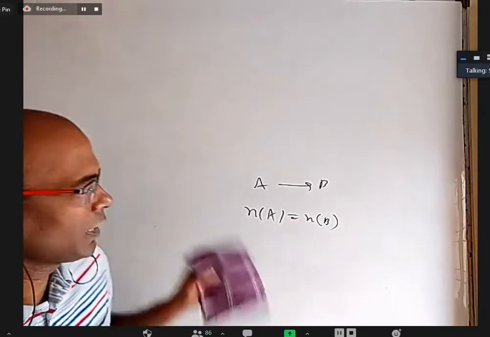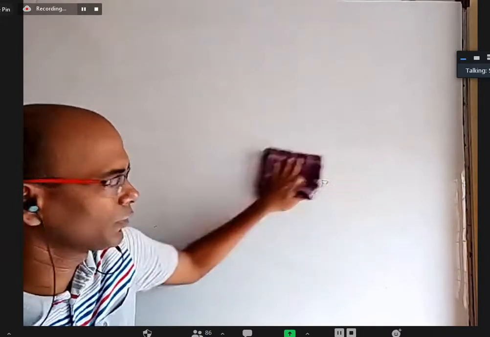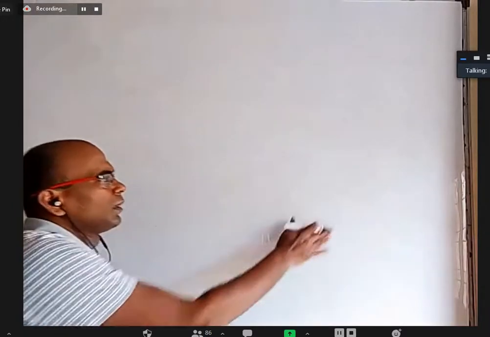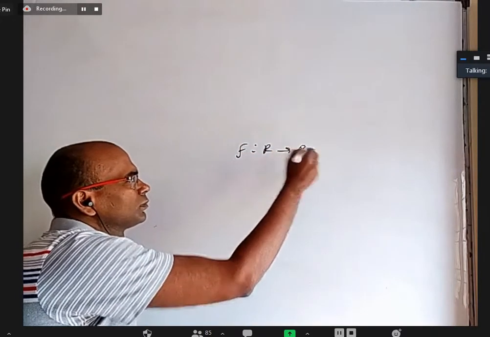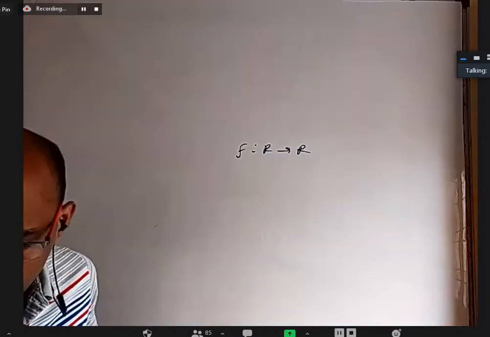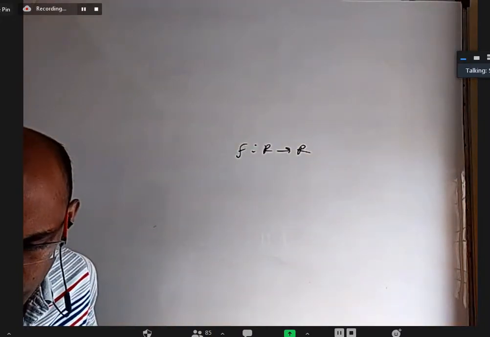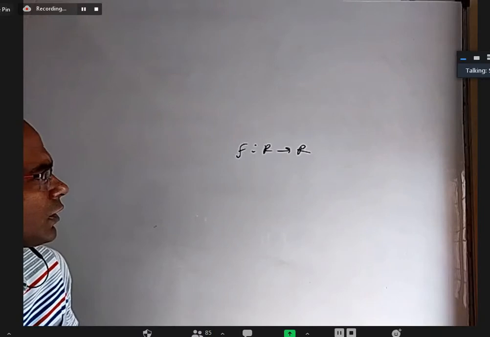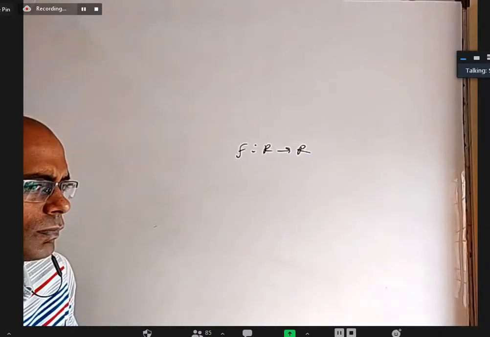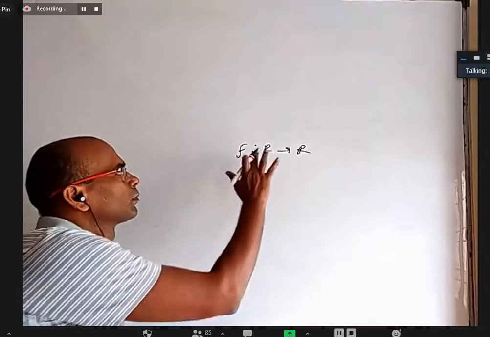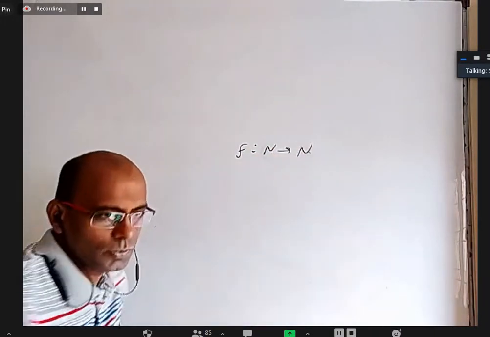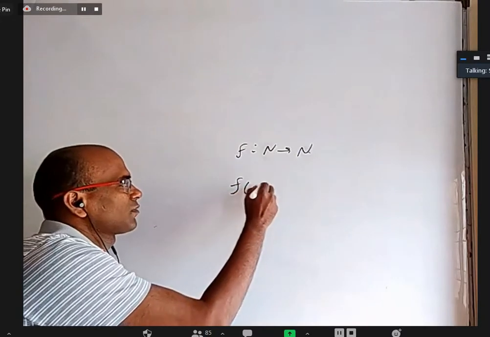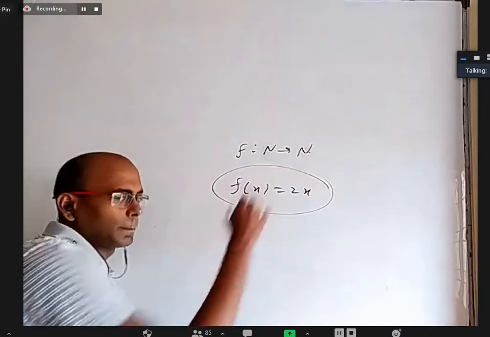I'll give you from A to A. If something is 1-1 but not onto, I'll give you. Let us take f from R to R. I want to give a 1-1 mapping, which I can give from natural numbers to natural numbers. Okay, let us take natural numbers to natural numbers. And the definition is f of x equal to 2x.